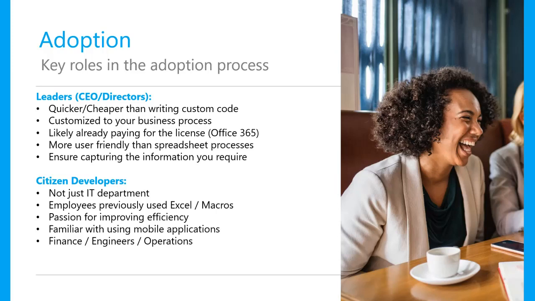So the next thing is about adoption. Within this, we're going to be looking at some of the key roles. There are a number of different roles when you're thinking about the adoption step of your overall Power Platform strategy, but the key ones that I want to identify here are the leaders. So we're thinking about the CEOs and the directors and people like that. And why would this Power Platform strategy be of interest to them?